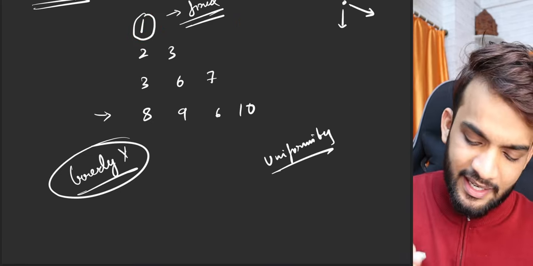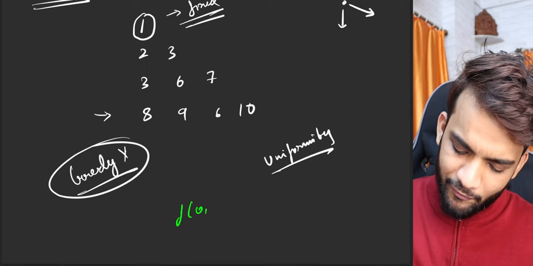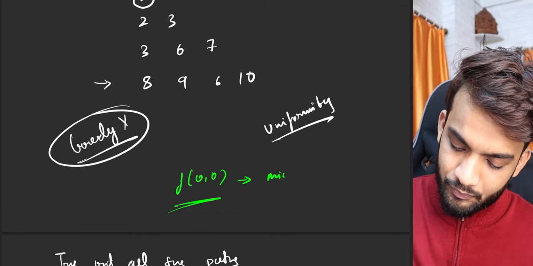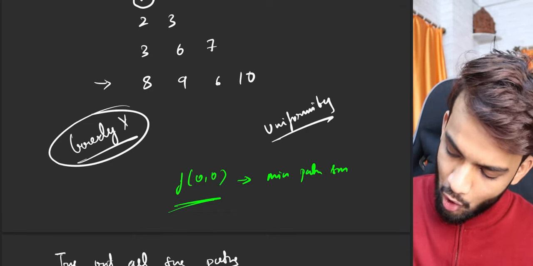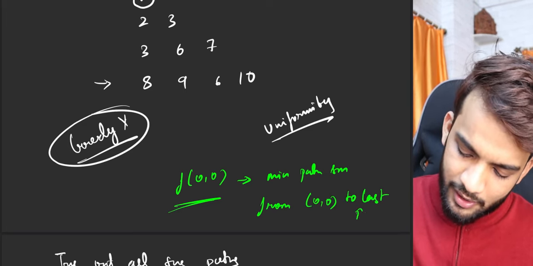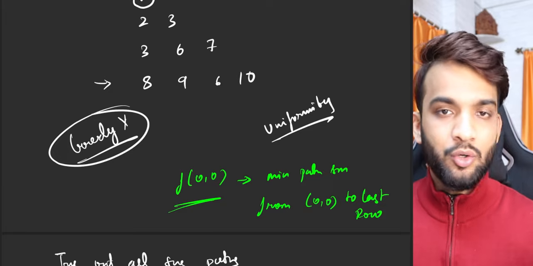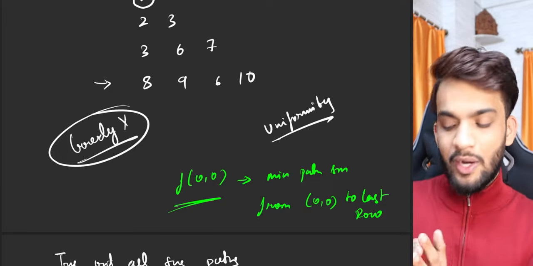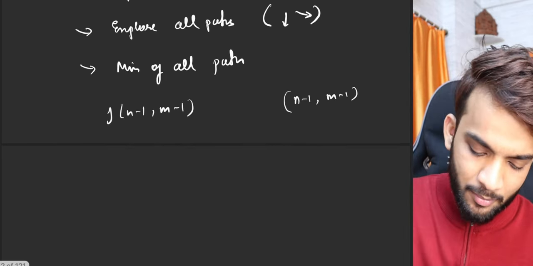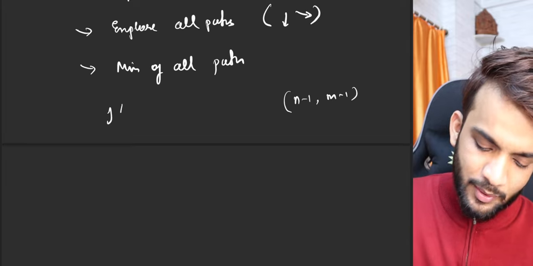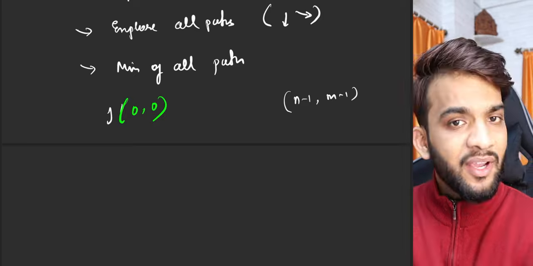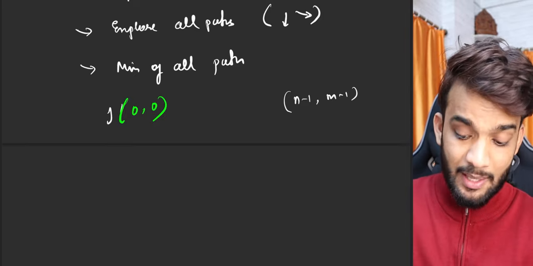And what we say is, listen, over here f of 0, 0 signifies the minimum path sum from 0, 0 to the last row. And in the last row, it can be any column. I don't care. It can start from 0, 0 and go till the last row. So we have figured out that the recurrence will start from 0, 0 instead of f of n minus 1, m minus 1. And I've told you the reason, right? It's time to write the recurrence.